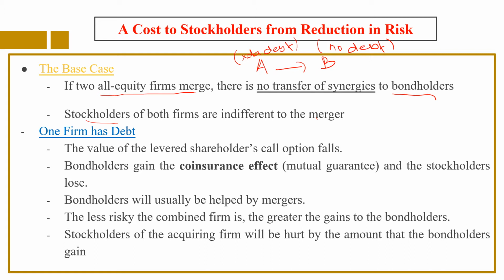So now one firm has a debt. When one firm has a debt, it's gonna be like this. So A has debt and B tak ada debt. So the value of the leveraged shareholders' call option falls. And bondholders gain from the co-insurance effect or mutual guarantee, and the stockholders lose. Kenapa? Sebab ada salah satu firm ada debt.